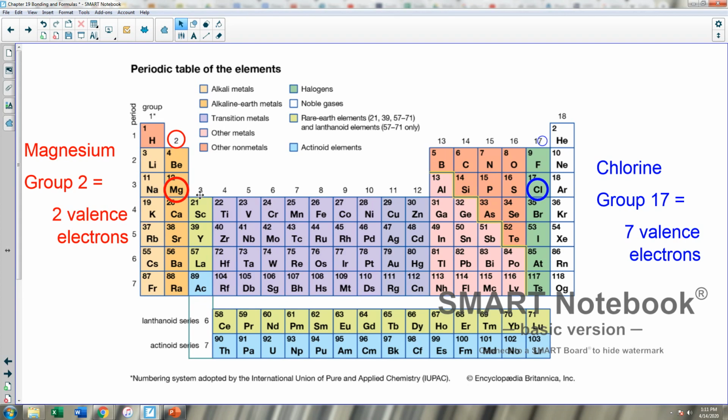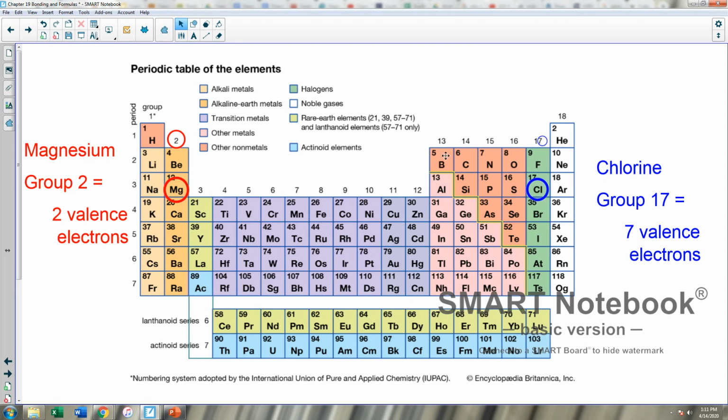We don't really count these middle 10 columns for bonding purposes. And so usually, when you take chemistry your junior year, we get a lot more in depth about the transition metals and the rare earth metals, what they're doing.